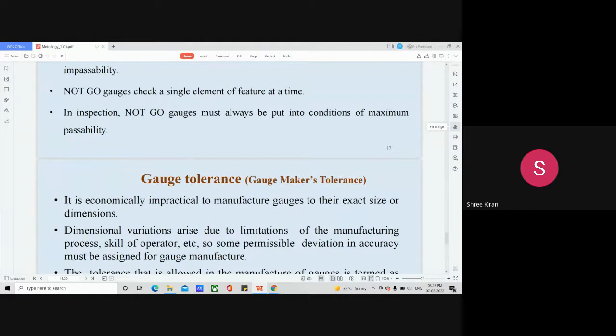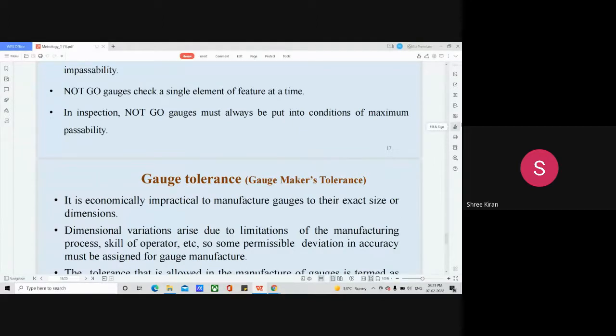These are the major gauge material aspects, where the hardness and wear resistance, corrosion resistance will be there. Then also capable of maintaining dimensions, that is stability and form. Then easily machinable. Then having a low coefficient of expansion to avoid temperature effects. These are the main traits of the material for gauges.